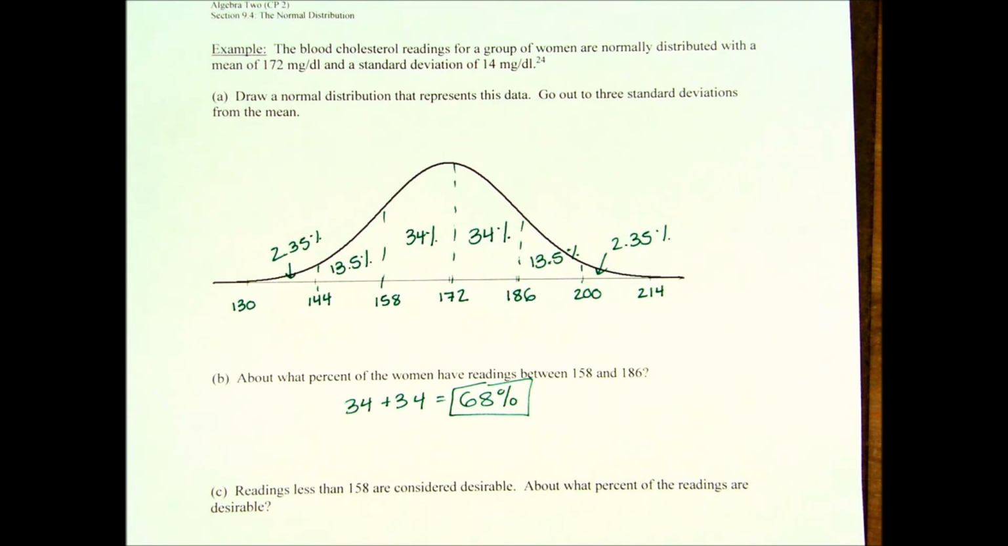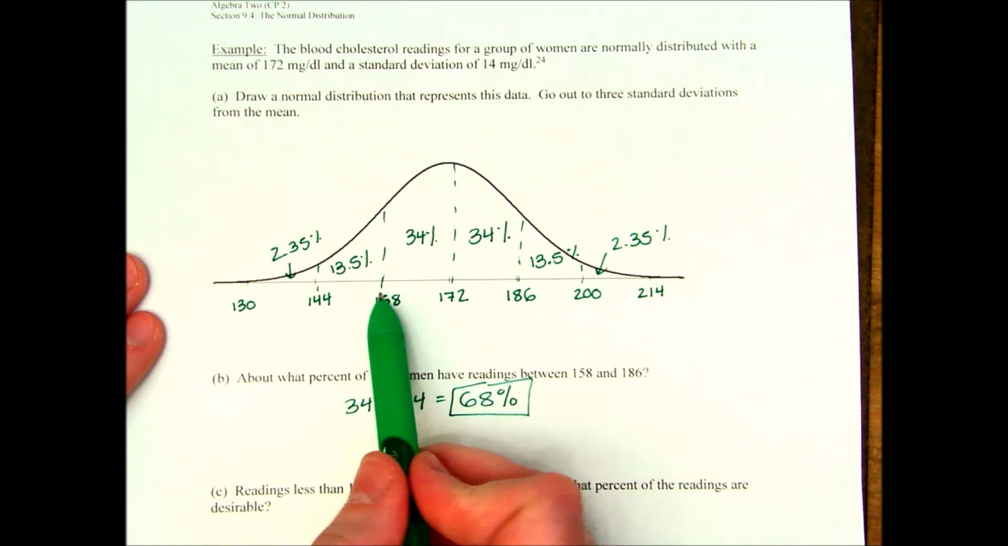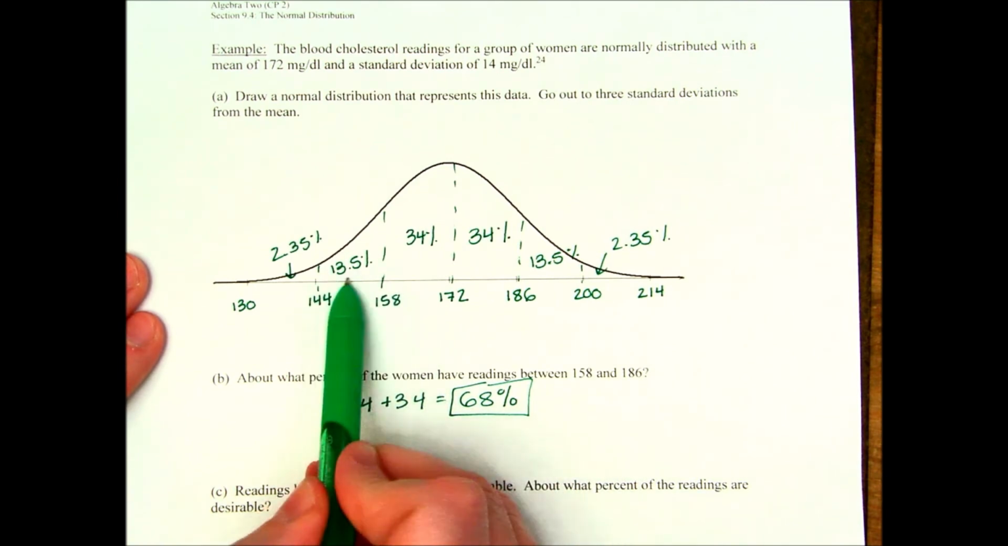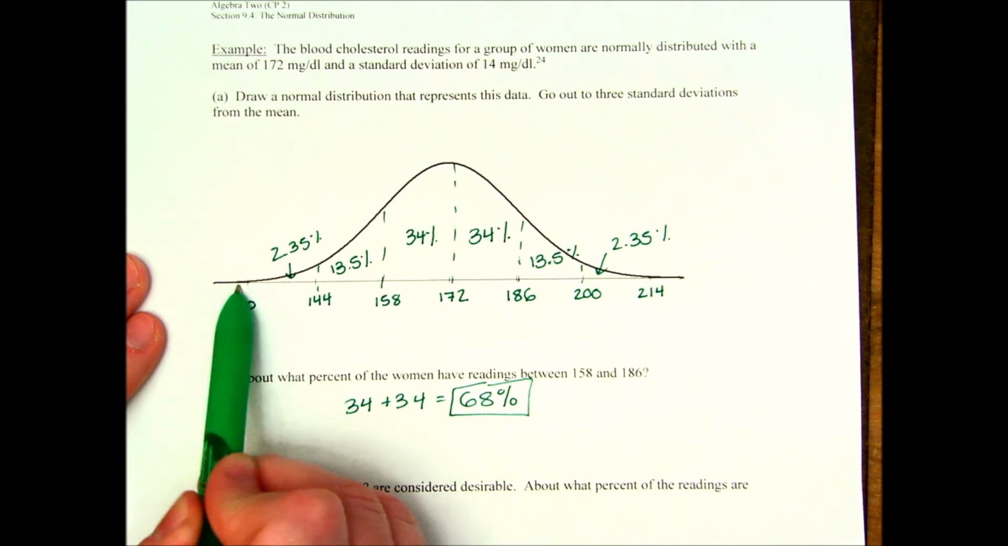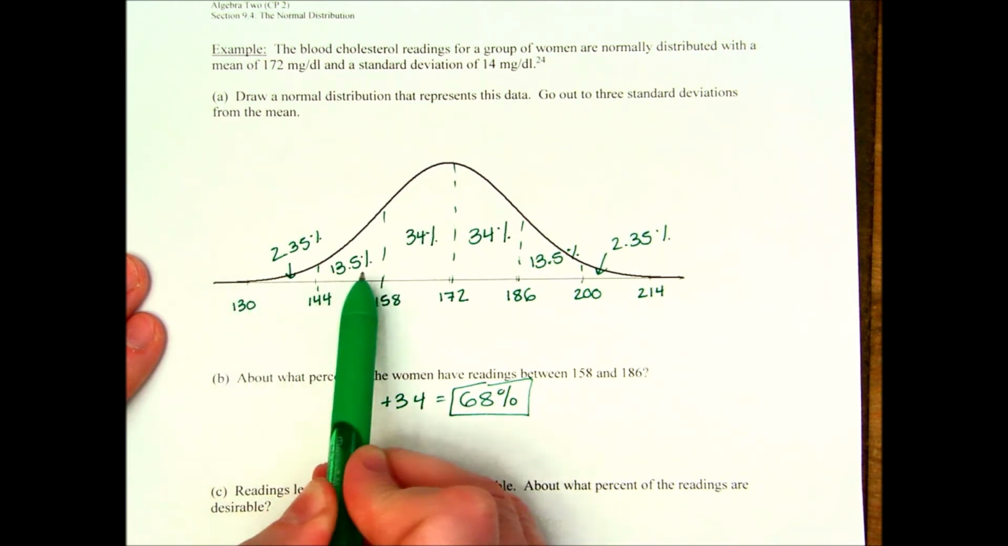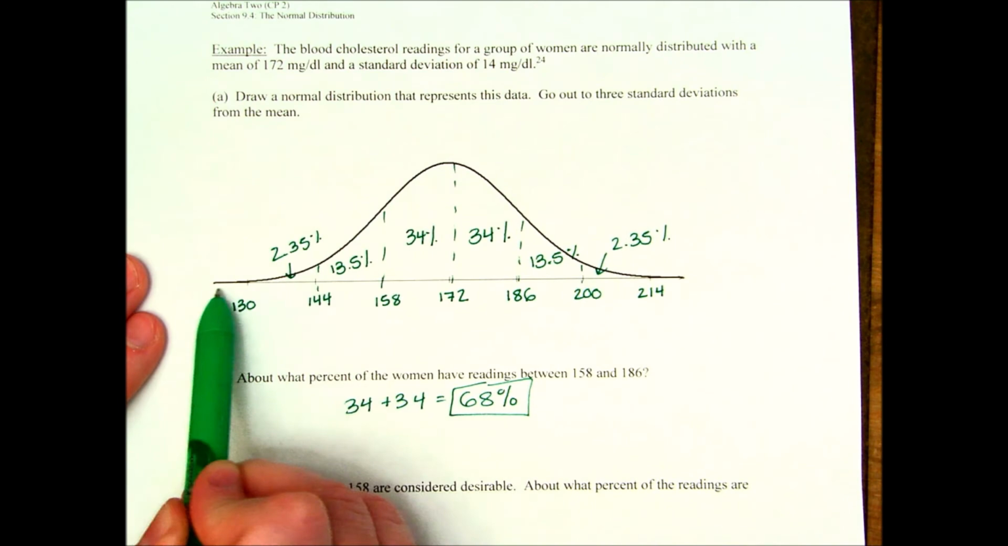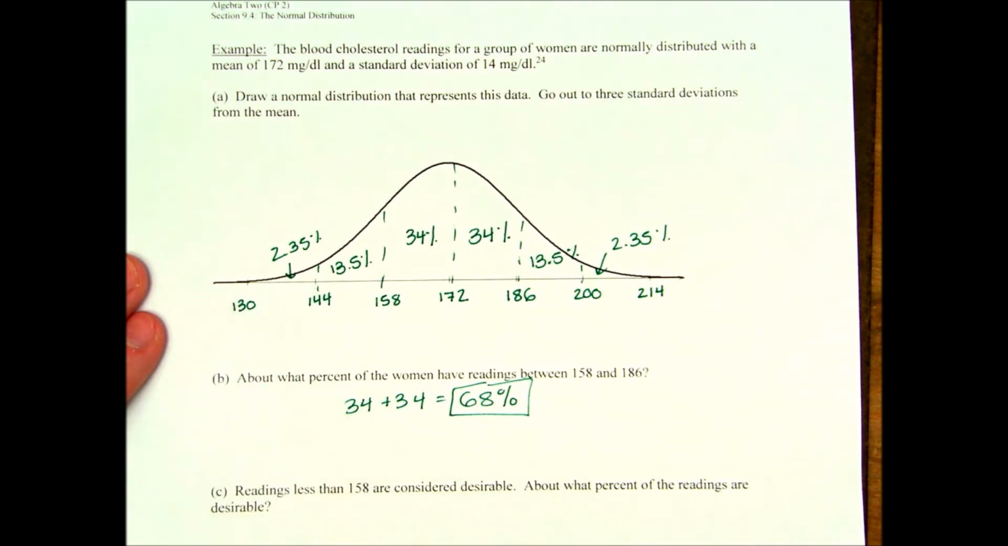Part C. Readings less than 158 are considered desirable. So I want to know about what percent of the readings are desirable here. Well, I want things less than 158, so I want this region and I want this region. But I have to be a little bit careful because there's a little bit of data over here. I can't just add 13.5 and 2.35 because that would mean ignoring those people over there. So there's a little trick I can use.